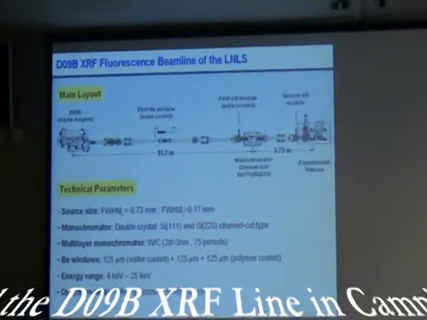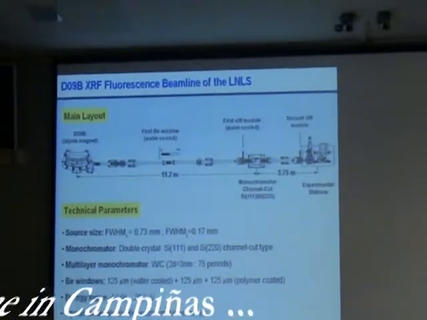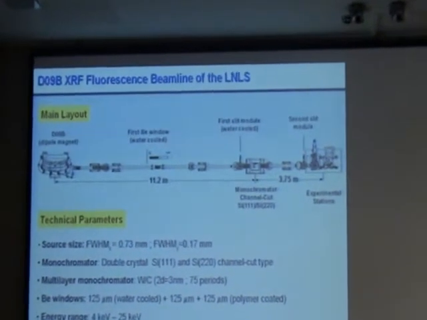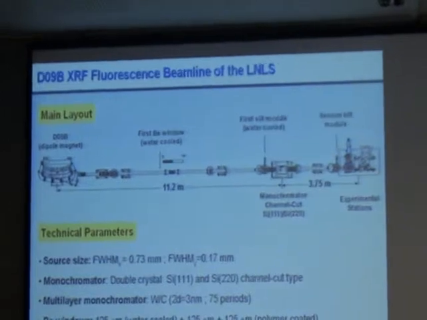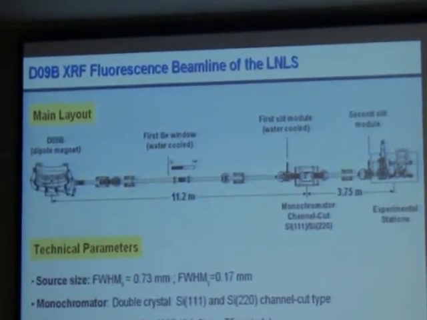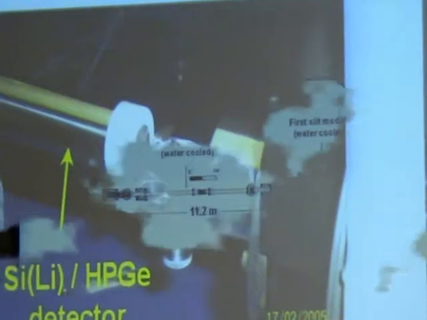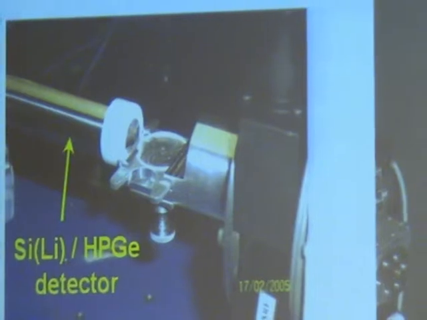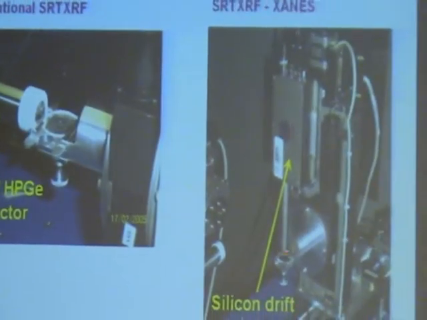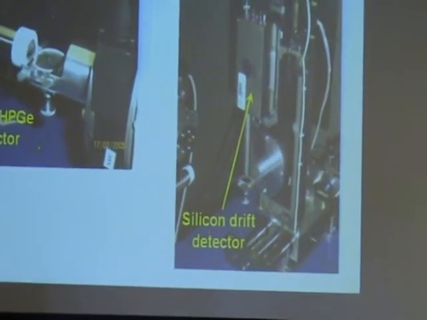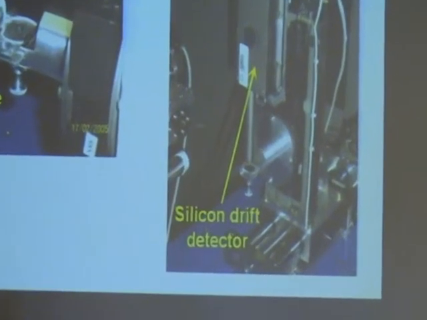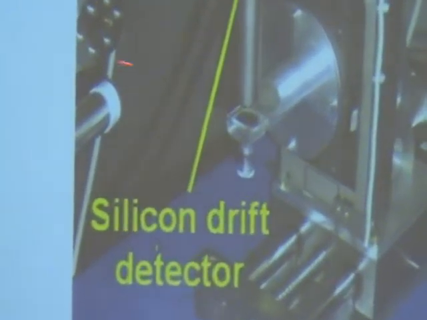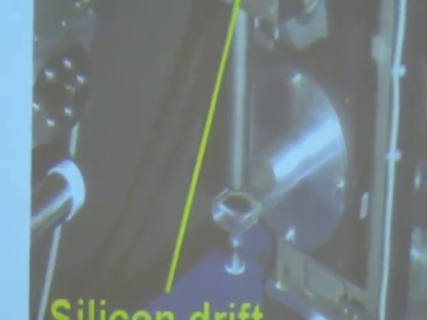Well, this is the main layout of the TXRF beam line. Here is the schematic, so the drawing of the beam line. This is the detector on top of the sample. The polarization effect is not very useful, but we normally use monochromatic beams, so we have reduced scattering in our sample. This is a silicon drift detector from Göteborg.